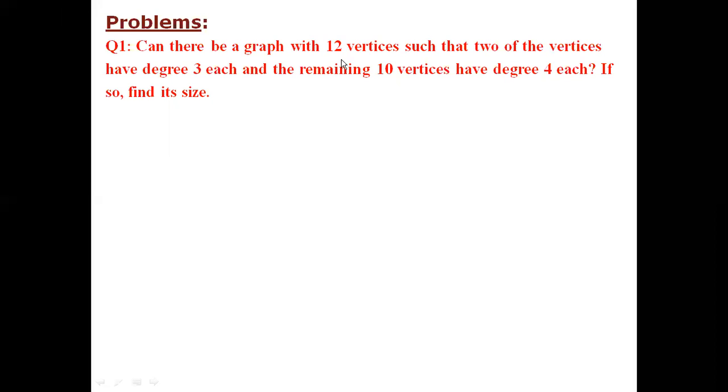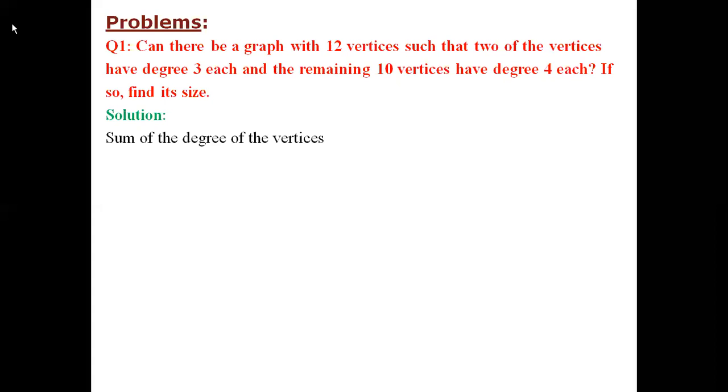So it is given that there are 12 vertices in such a way that 2 vertices are of degree 3 each and the remaining 10 vertices are of degree 4 each. Applying the handshaking property, we will be able to recognize whether such a graph exists or not. If such a graph exists, then we need to find the size of the graph, that is the number of edges in the graph.